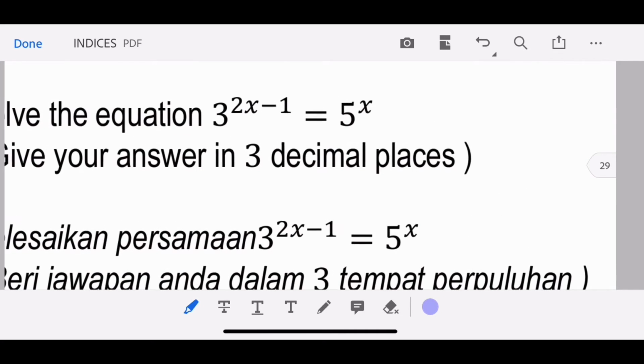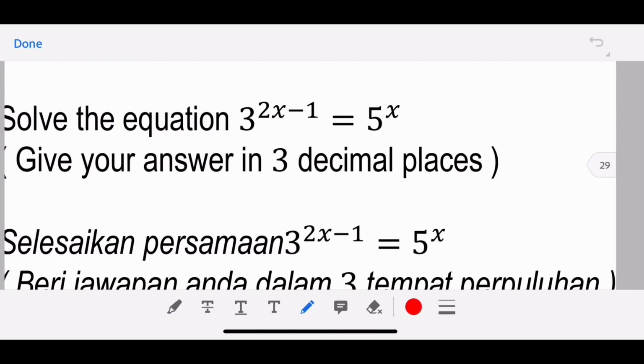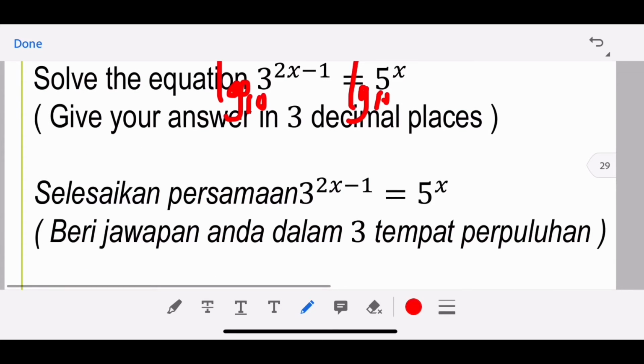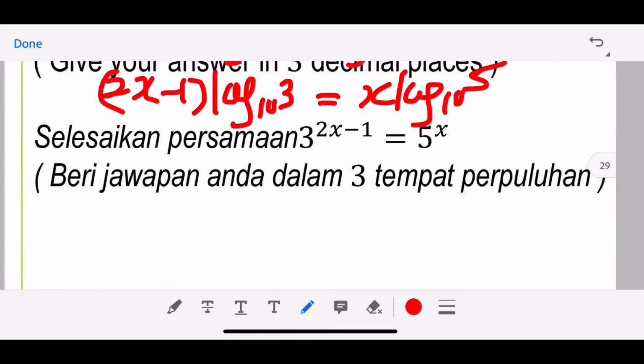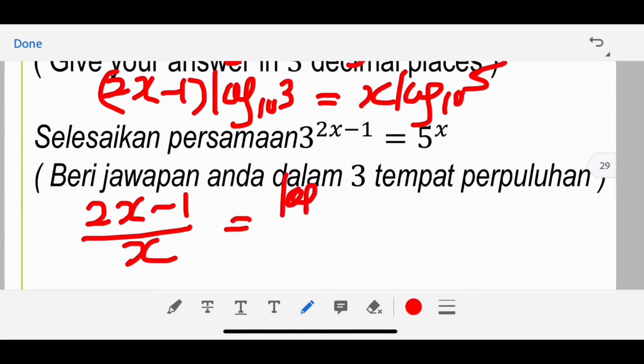Solve the equation 3 to the power of 2x minus 1 equal to 5 power x. Again, I will take log base 10. You see the way to do is the same. When the base are not the same, we cannot use the indices. We will take log base 10. So the power 2x minus 1 log 10 3 equal to x log 10 5. Okay, this is actually the power law. Bring the power down to in front. Then you can expand like just now. Or if you want to try this way, also can, log 10 5 over log 10 3.